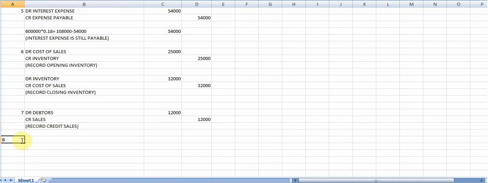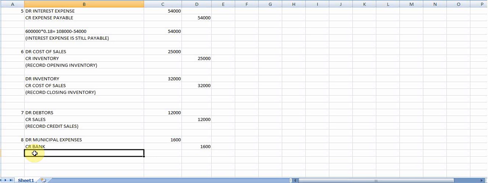Number 8 was the municipal expenses. So you debit the municipal expenses or costs. You will credit the bank because it's paid by check. And the amount there, 1,600. And then I'm going to say I record my municipal expenses as a narration.